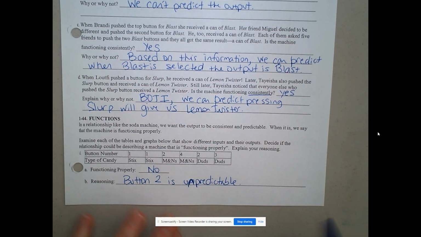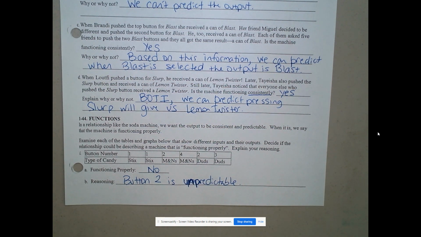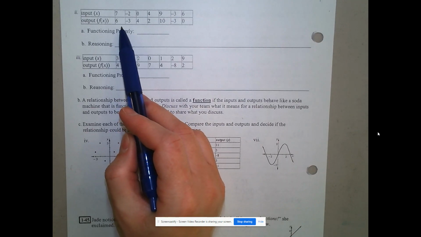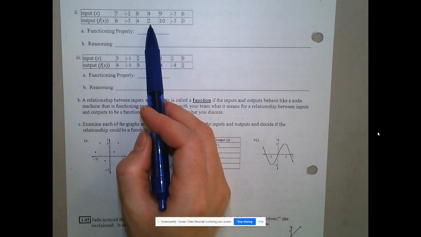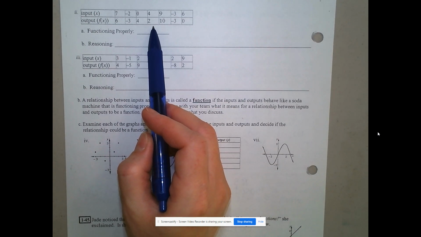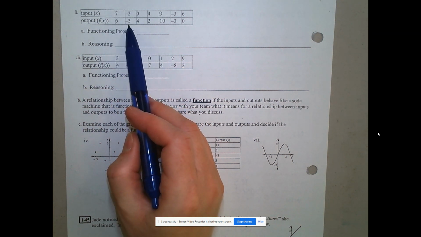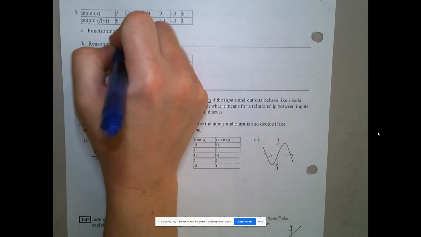That's a problem. Sometimes it's working, but other times not so much. Sorry about that on the handwriting. Button 2 is unpredictable. All it takes is 1 for us to say that it's not functioning properly. All right, input. If my input is 7, I get an output of 6. Input is -2, I get a -3. Input is 0, 4. Input of 4, 2. What I'm looking for is that each input has only one output. So 7 always gives us 6. -2 always gives us -3. So we're going to say, yes, it appears to be functioning properly based on the information.